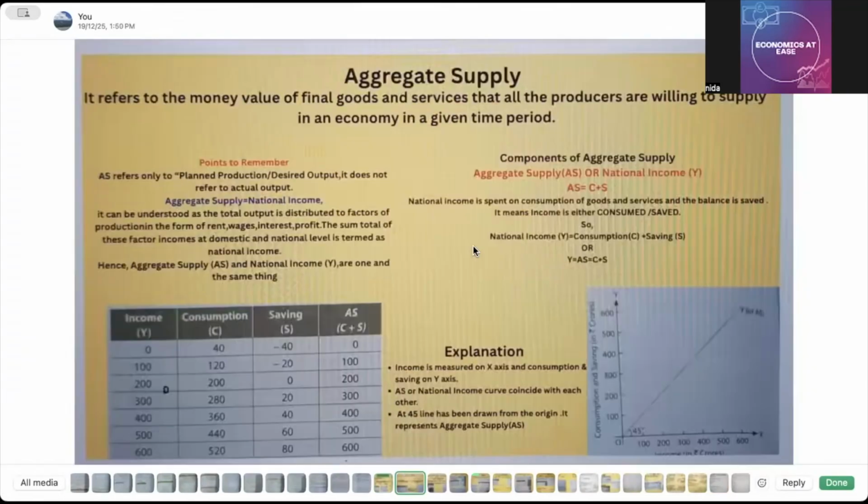Now come to the next point, aggregate supply. Aggregate supply is simply planned production, the desired output. It does not refer to actual output. We can also call aggregate supply national income. The two components are consumption plus saving, that is, either the income is consumed or saved. It is on this assumption.